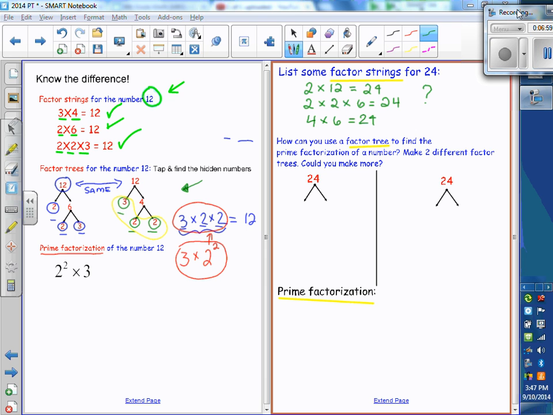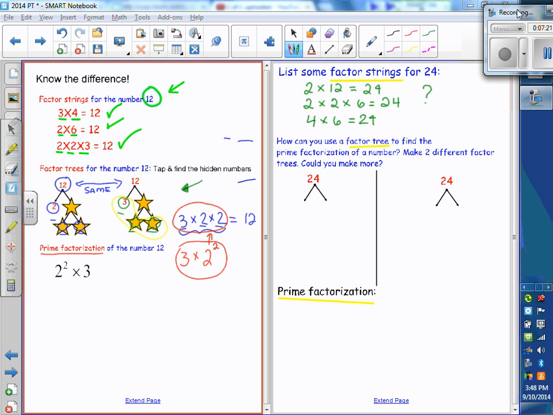The prime factorization is the longest factor string. So sometimes the easiest way to find the longest factor string is to use a factor tree. So how can you use a factor tree to find the prime factorization of a number? I'm going to show you that right now. We practice that on the left side of the page. Remember, all of these numbers are factor pairs.